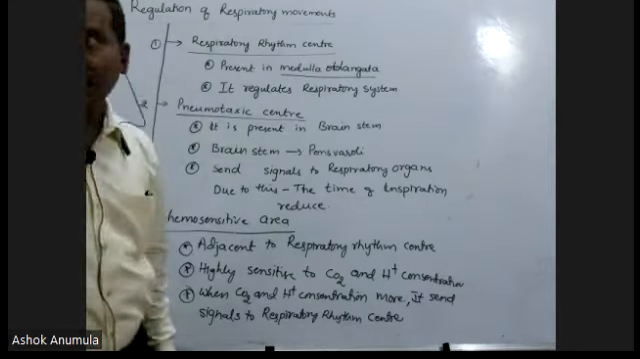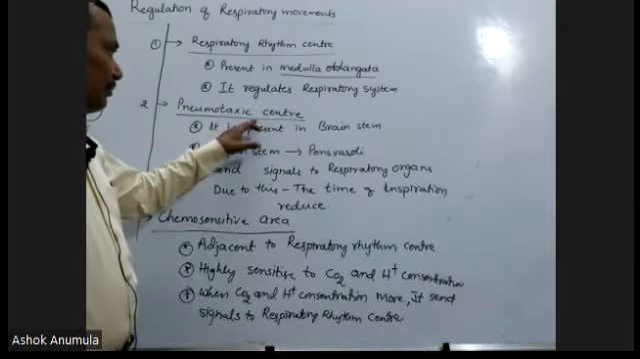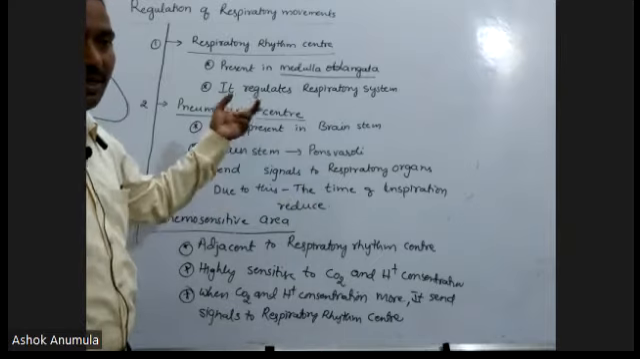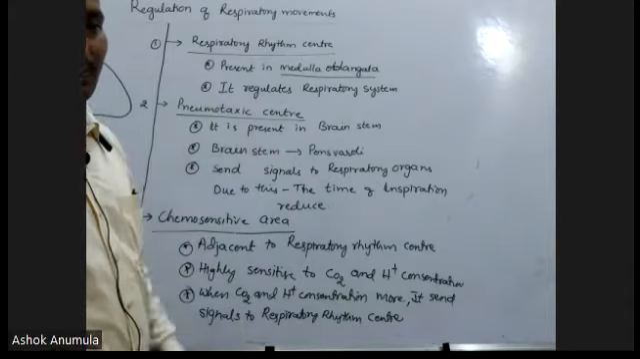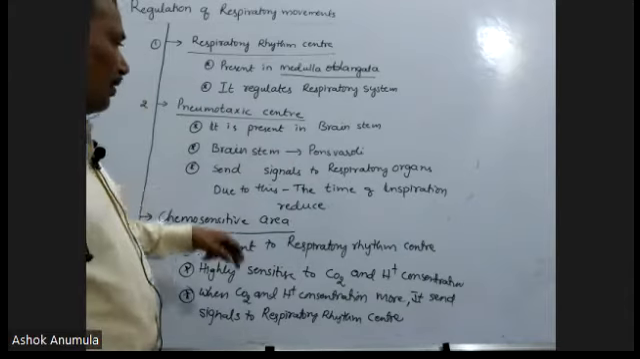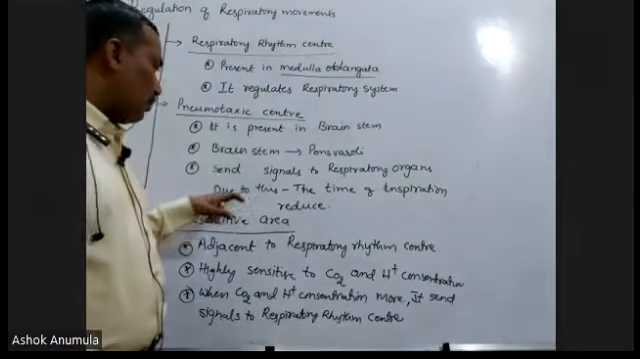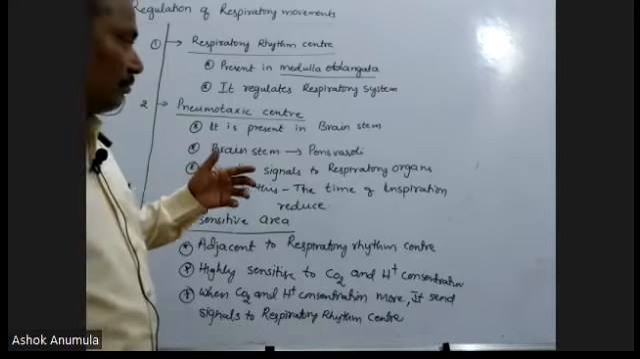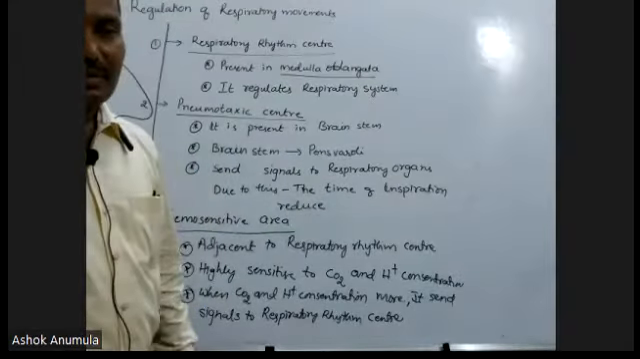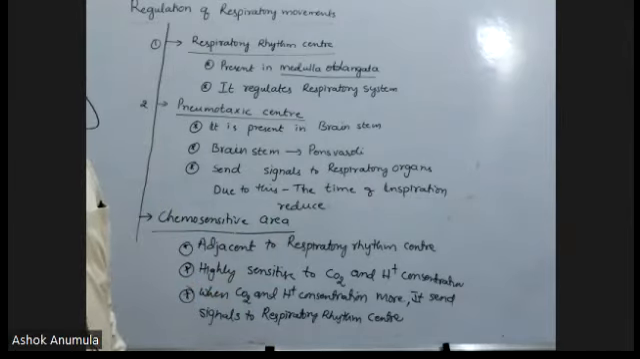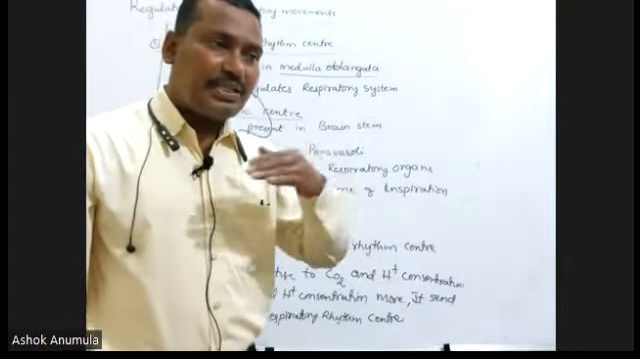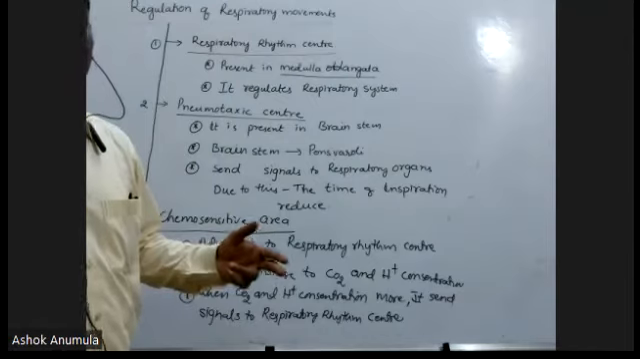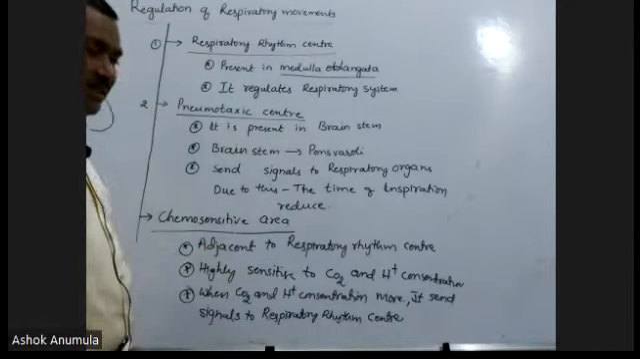Now we have to discuss the pneumotaxic center. The pneumotaxic center is present in the brainstem, otherwise called pons varoli. Directly, you may say the pneumotaxic center is present in pons varoli. It sends signals to the respiratory organs. Due to the signals, the time of inspiration decreases. Due to the decreased inspiration time, the respiration becomes faster. This is about the pneumotaxic center.